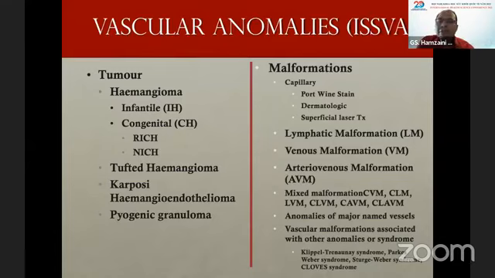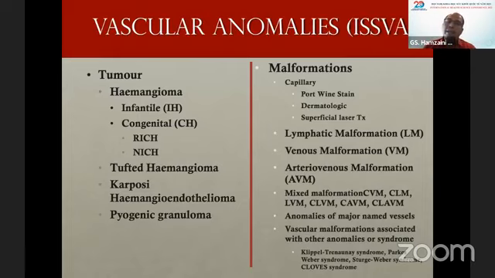But for the benefit of simplifying this presentation, I list down a few of the vascular tumors and also vascular malformations. So vascular malformations include capillary malformations, for example, port wine stain, a superficial dermatologic lesion, and these are usually treated with laser treatment. Okay, but these are not really related to radiology directly.